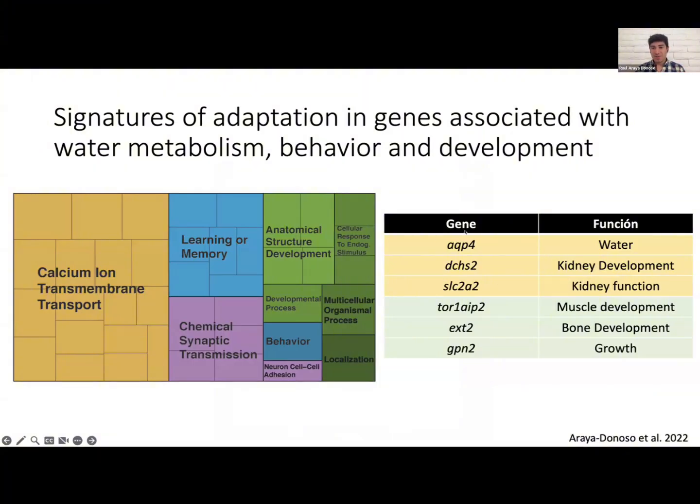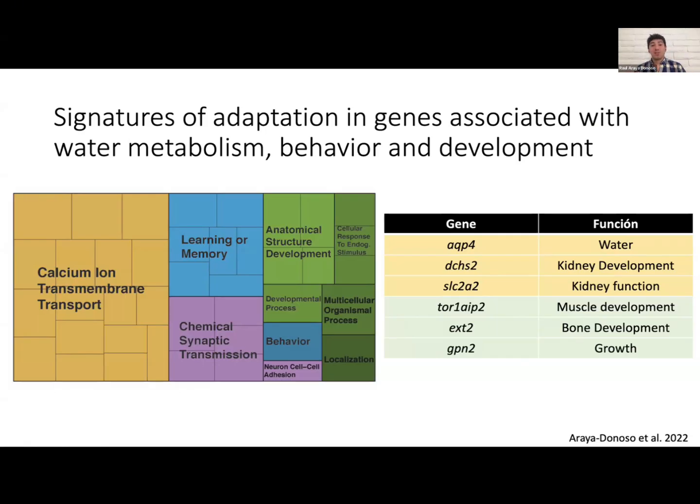So these genes that appear here are associated with the water metabolism, or the function and development of kidneys. And kidneys are very important for water retention. And also we found these genes that are associated with muscle and bone development. So that could also explain the differences in morphology that we detect in these lizards.